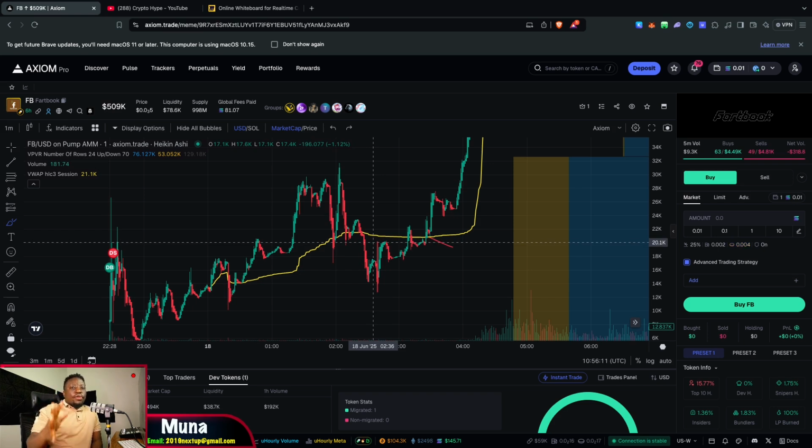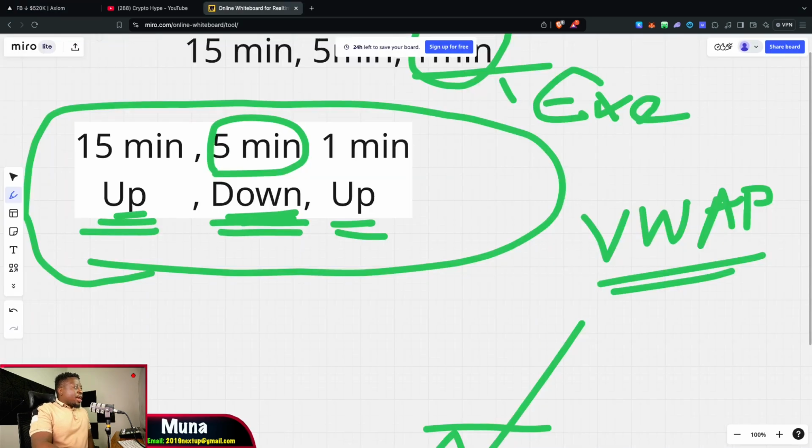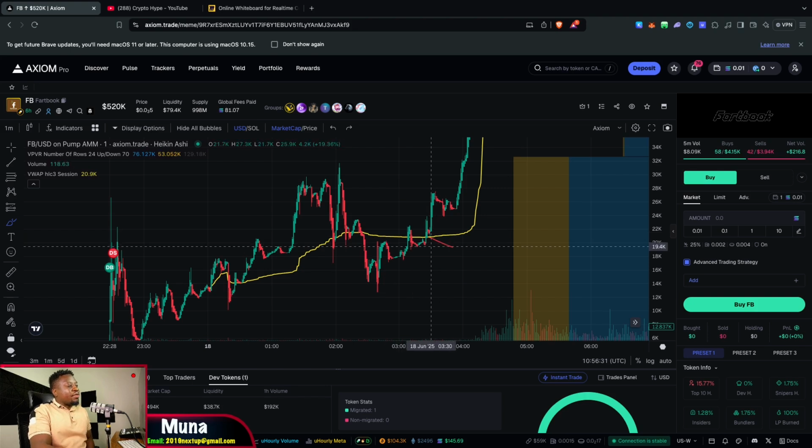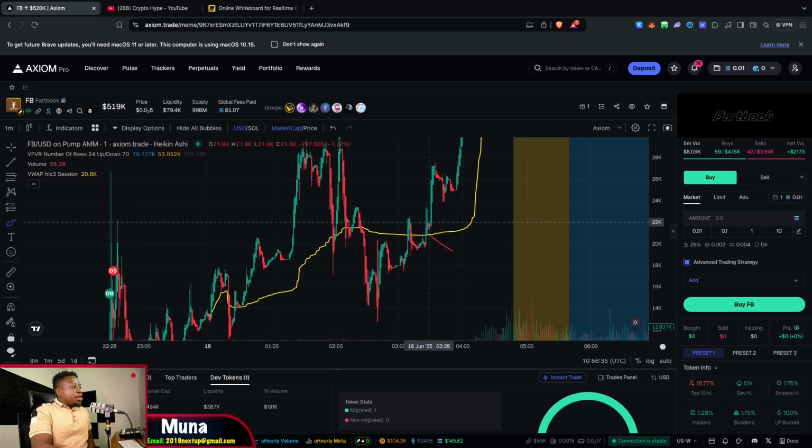So remember, volume precedes price action. If there's high volume, there's probably a high probability that the price is going to end up doing very well. If there's a loss in volume, the price is going to end up doing very badly. So as you do your price action, you follow the Bible: 15-minute up, 5-minute down, 1-minute up. Now look forward to having the price trade above the VWAP. When you see the price trading above the VWAP, that is going to be your entry.